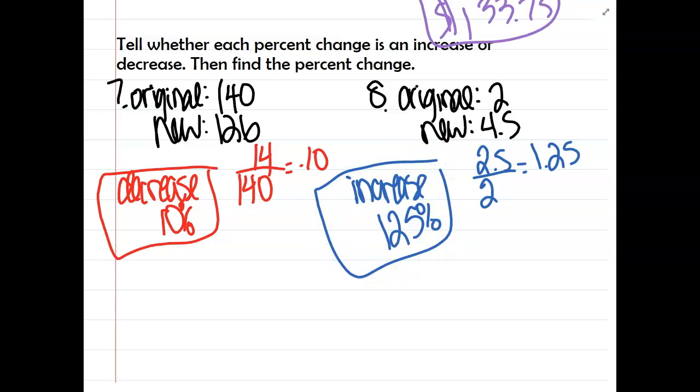Yes? How did you get 2.5? So the difference between 2 and 4.5, we don't really care about the sign, because if you take 2 minus 4.5, you're going to get negative 2.5. We don't care about the sign. I just want to know what's the difference. So you would subtract these two. Any other questions?